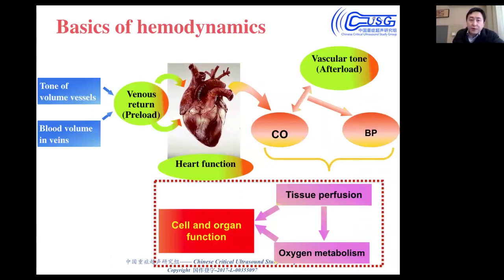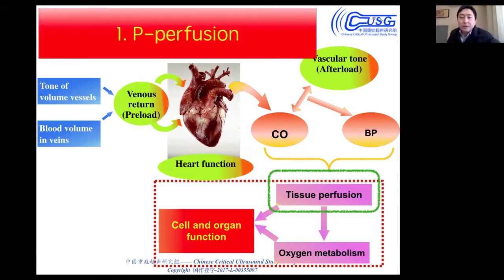At first, we'll review the basics of hemodynamics. Firstly, tissue perfusion is a key point that we should pay more attention to. So the first P starts from perfusion. You should test the lactate and do other assessments of tissue perfusion to recognize that the patient's tissue perfusion is worsening.